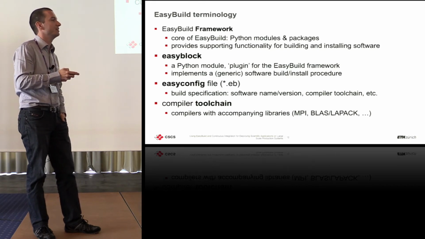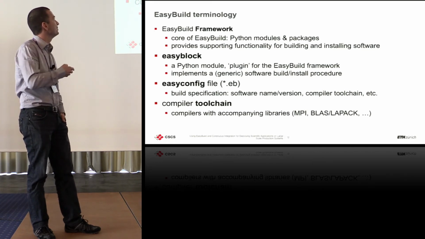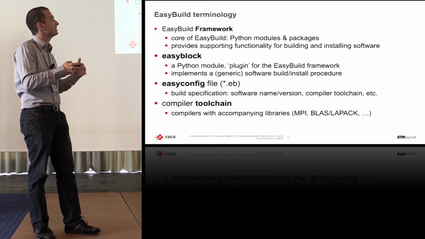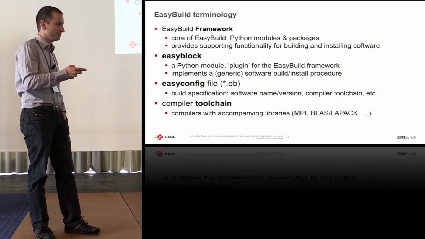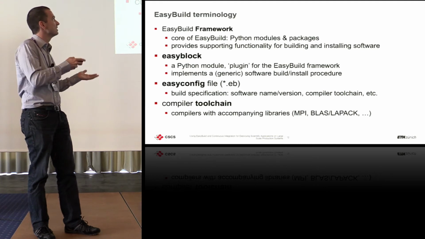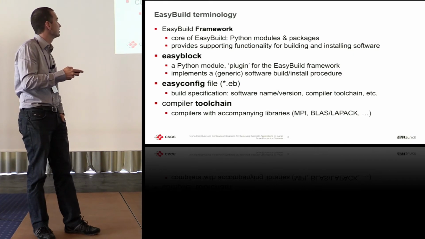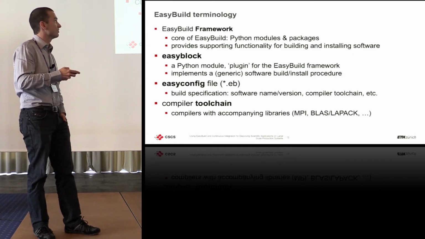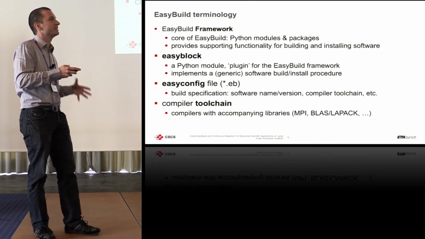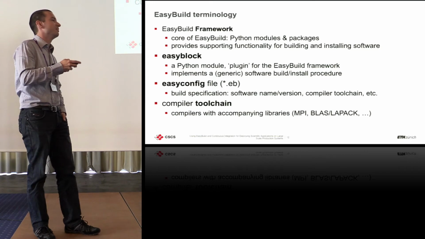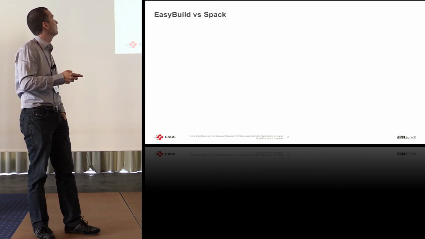You can have generic Python code, and then on top of that, you create easy config files where you give the specific version and the dependencies, and the versions of the dependencies, for each software. So the easy config file is not really Python code. It is Python, but you don't need to program in Python to create it. And the toolchain is a set of compilers and numerical libraries that is used in order to at least have a basic working environment for doing scientific work. So at least MPI and BLAS and LAPACK typically.